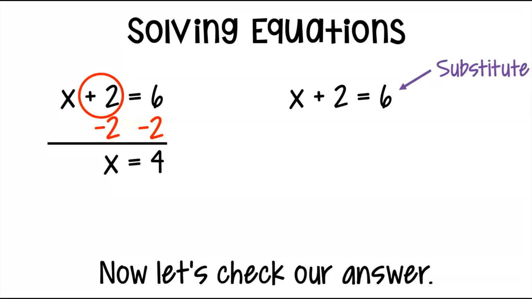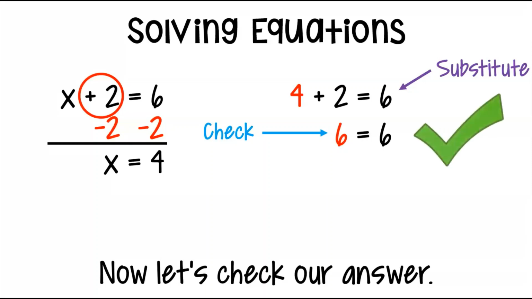First step we're going to use is substitution. So instead of x, now I'm going to replace that with 4. Then I'm actually going to do the work. I'm going to check it. What is 4 plus 2? It equals 6. Since 6 is on the left and 6 is on the right, we know we got the answer correct. The great thing about this unit and about this particular skill is you can check all your work before you even give it to your teacher.